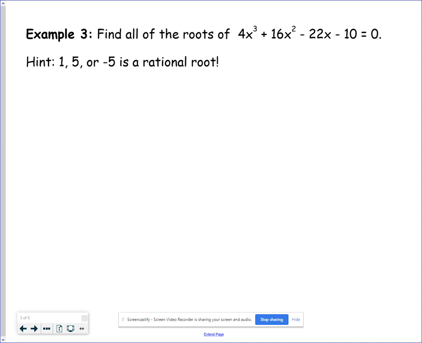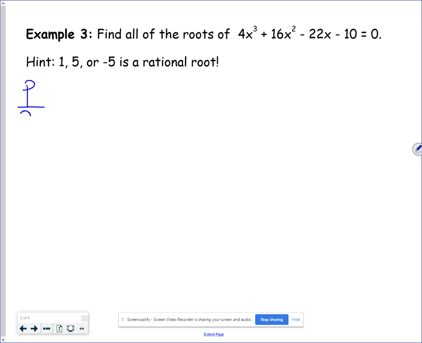The hint says 1, 5, or -5 is a rational root. So I'm telling you, one of these three is going to be the one that works. But just because I'm telling you which three could possibly work, I still want you to list out that list of possible rational roots. I always want to see that. All right, so we're going to do that first. So let's generate our list. Even though from that list, I already know which three might work, I still want to see that whole list.